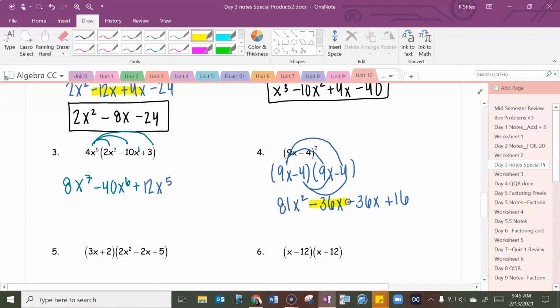Remember, your like terms here, these aren't canceling because they're the same sign. Negative 36x minus 36x is negative 72x. And make sure that 16 is a positive because it was a negative times a negative.